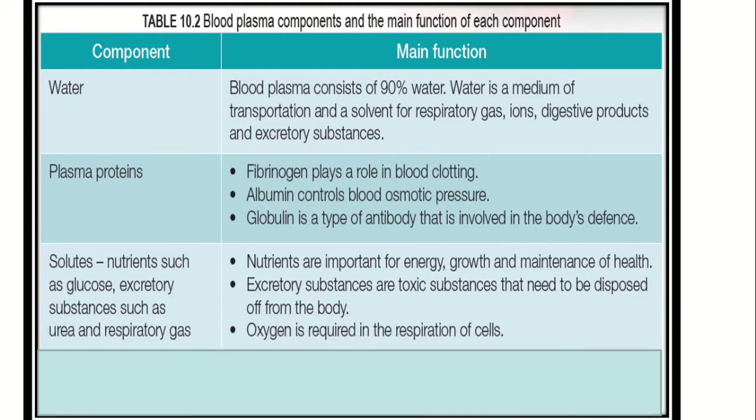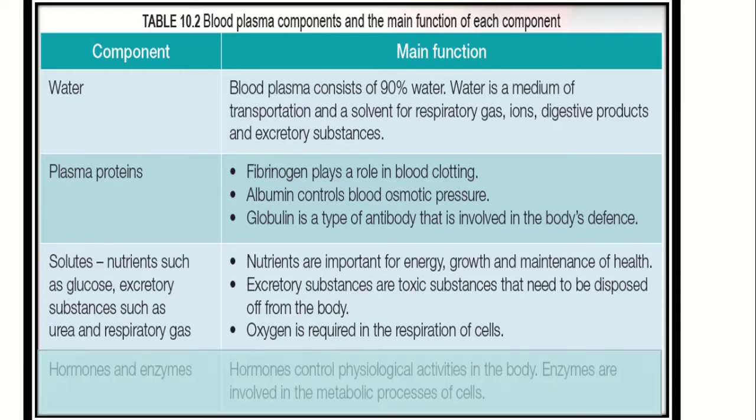Next are the solutes, consisting of nutrients such as glucose, excretory substances such as urea, and respiratory gas. The nutrients are important for giving energy, growth, and maintaining health. And then the excretory substance or toxic substance needs to be disposed of or expelled from our body. The oxygen is required in the respiration of cells.